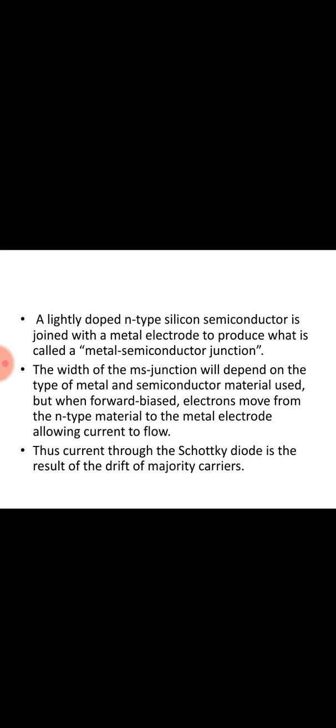This shows the structure of the Schottky diode, where it consists of a metal and an N-type silicon, and in between a very small junction is formed. A lightly doped N-type silicon semiconductor is joined with the metal electrode to produce what is called a metal-semiconductor junction, and the width of the MS junction will depend on the type of metal and the semiconductor material used. On forward bias, electrons move from the N-type material to the metal electrode, allowing current to flow. Thus, current flow through the Schottky diode is the result of the drift of majority carriers.